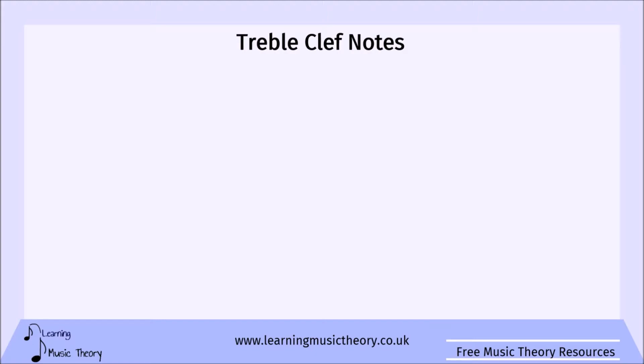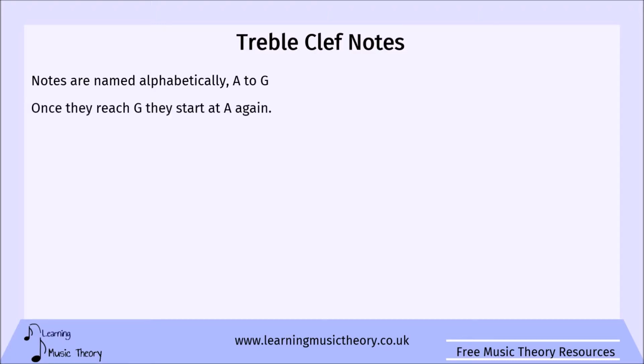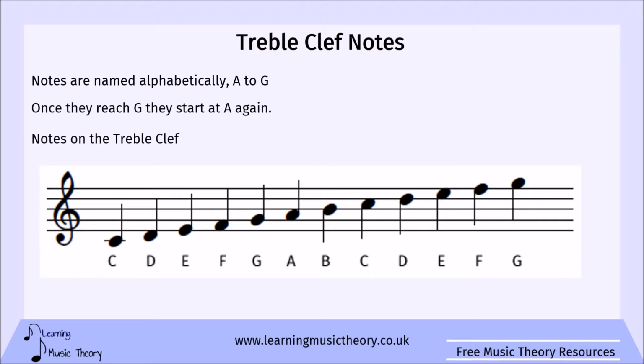The names of the notes, or the musical alphabet as it is sometimes called, are named after letters of the alphabet. The names of the notes start at A and go up to G. Once they reach G, they start back at A. Let's have a look at the notes on the treble clef.